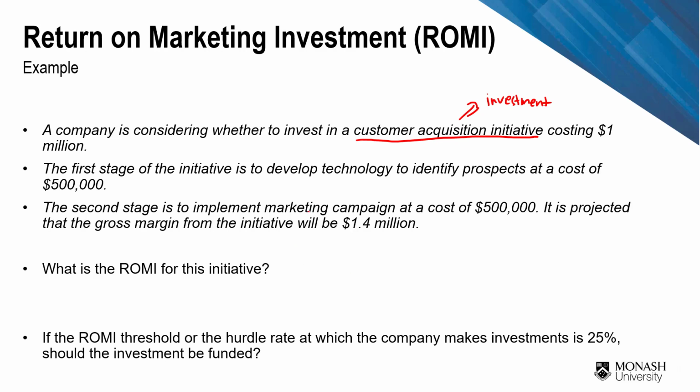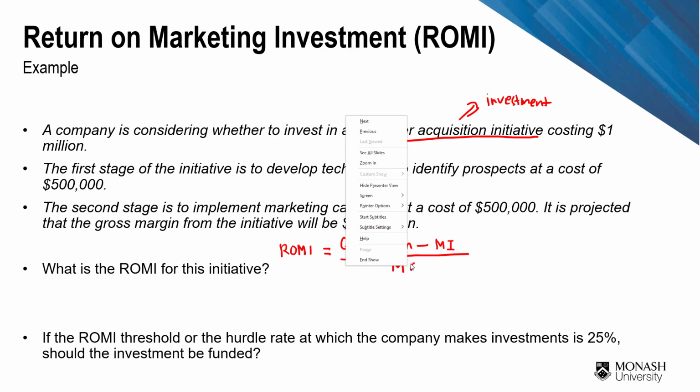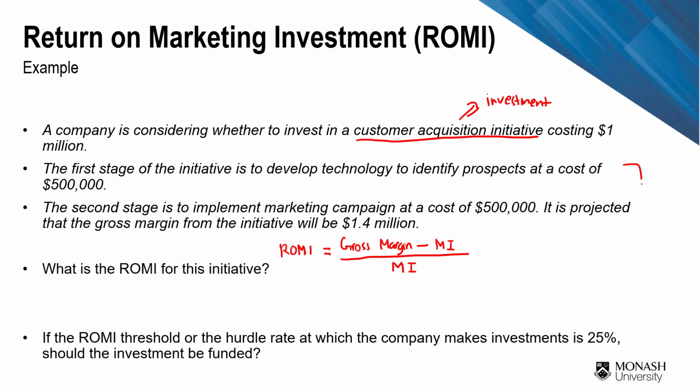Now, as we probably heard of the ROMI formula, ROMI is equal to the gross margin minus the marketing investment, I'll just put MI, divided by MI. Now, the gross margin is 1.4 million, that's what we already know. The marketing investment here is not 500K, because there are two stages, so we have to combine those two.